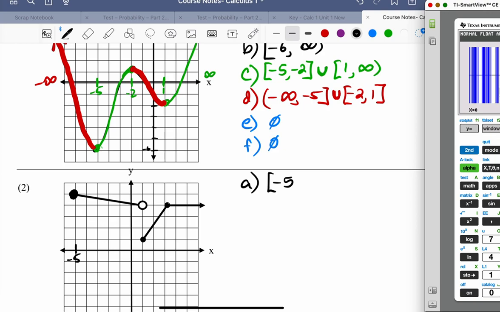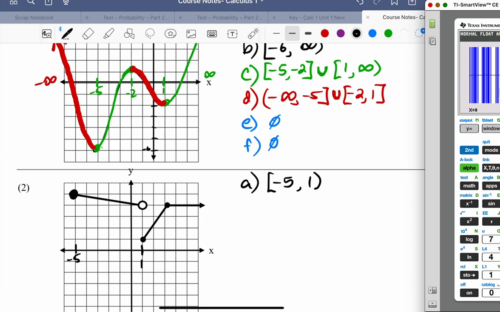It continues on until we get to that open circle. That open circle is at 1. So we're going to go up to 1, but we're going to put a parenthesis around it to indicate that that's the target value, but we're never actually going to get there. All right. Then that second piece starts at 1, and there's no break.